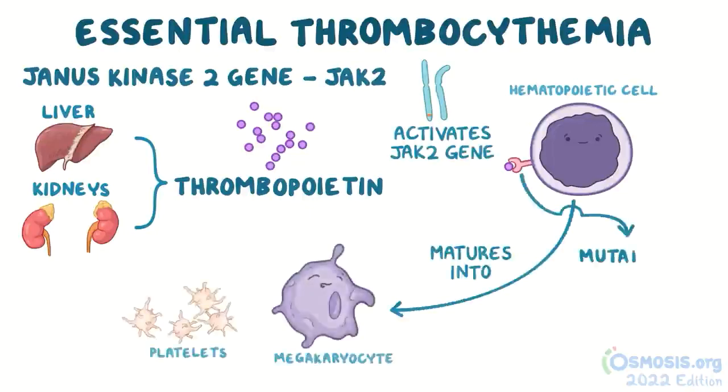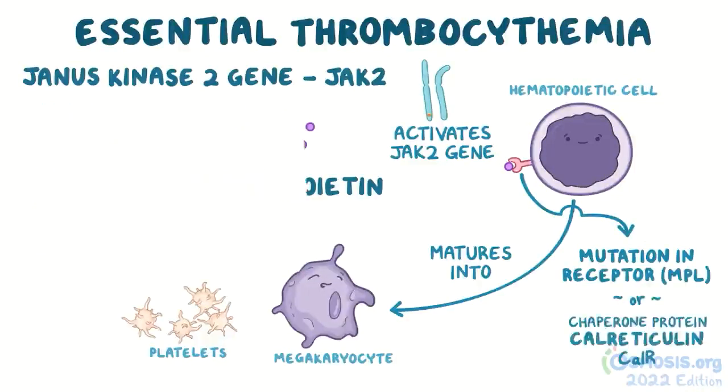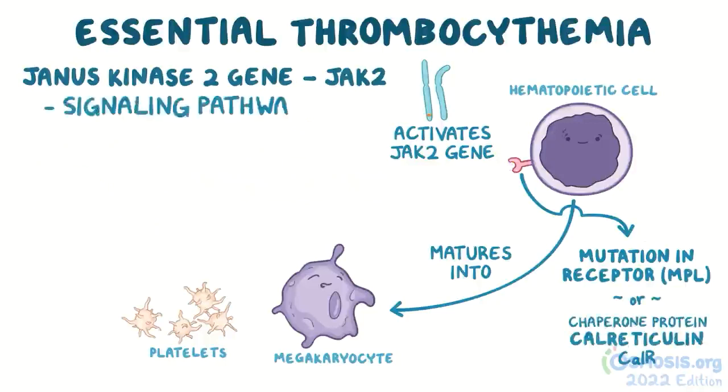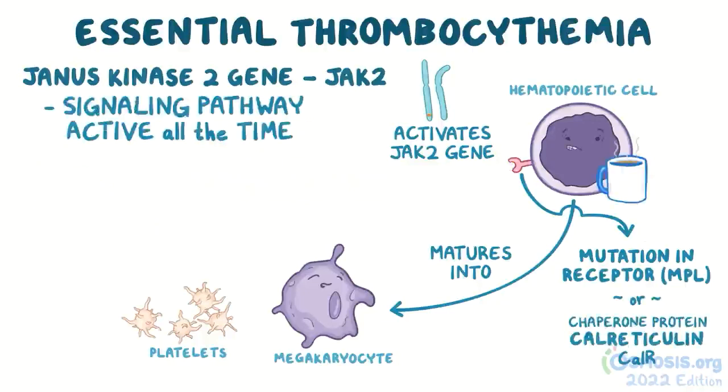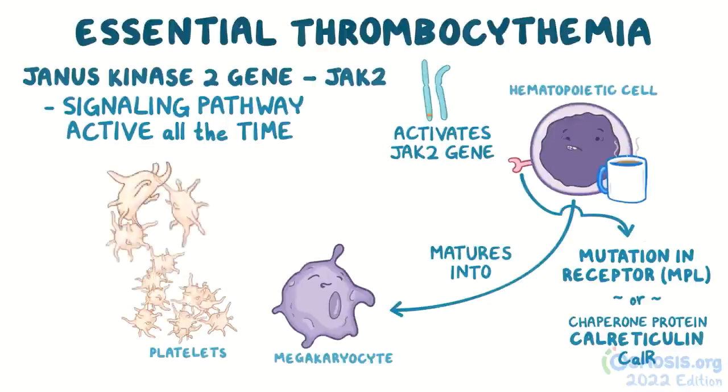Cells can also develop mutations in the thrombopoietin receptor, MPL, or in the chaperone protein, calreticulin, or CalR. Now, when there's a genetic mutation in CalR, the signaling pathway remains active all the time. And that means that platelets keep getting produced even in the absence of thrombopoietin. Although there are lots of platelets that are made, many of them end up being misshapen. They're large and irregularly shaped.